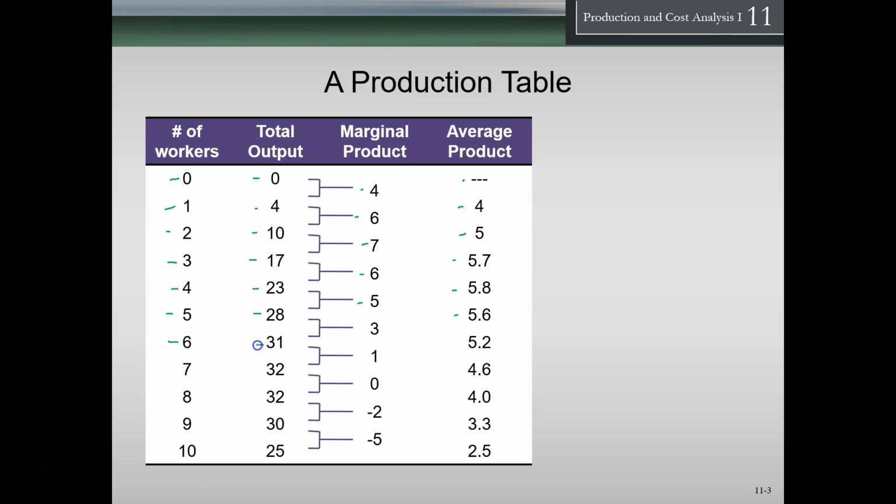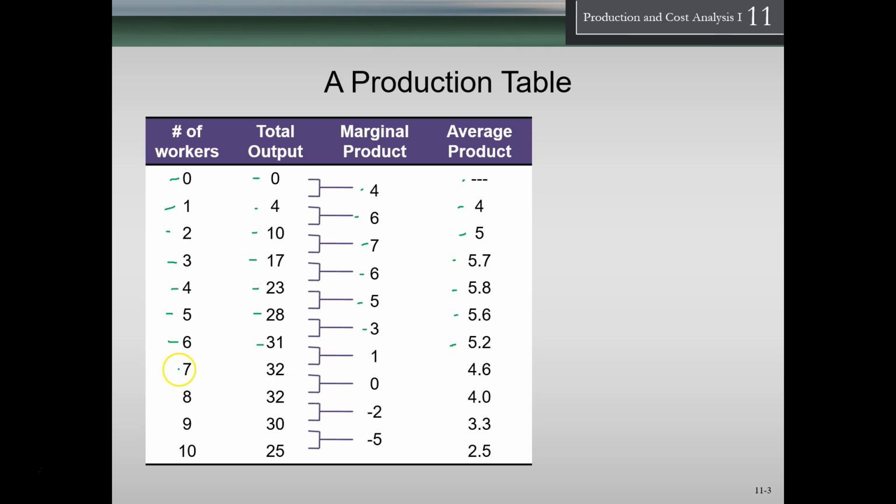Now we're making 31 burgers. And once again, if we take the 31 minus the 28, there's a change. That new person increased production by only 3 burgers. And once again, that's below the average last time. So our average is going to drop down. So we take the 31 divided by the 6, which gives us the new average of 5.2.